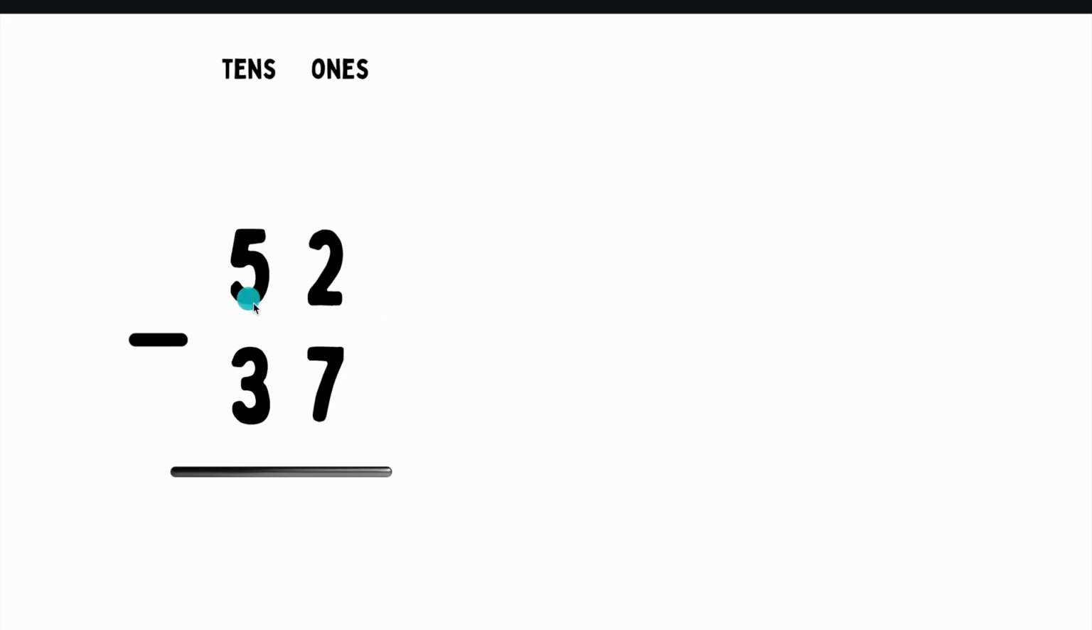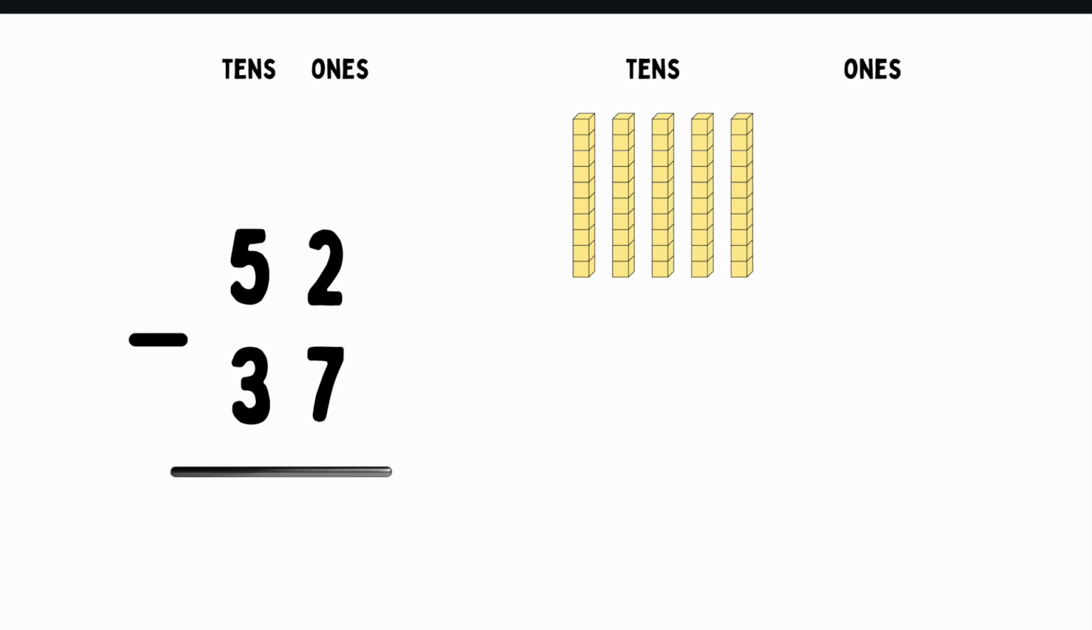52 minus 37. Let's start by creating a model of 52. We have 5 tens and 2 ones. 1, 2, 3, 4, 5. And we have 2 ones.